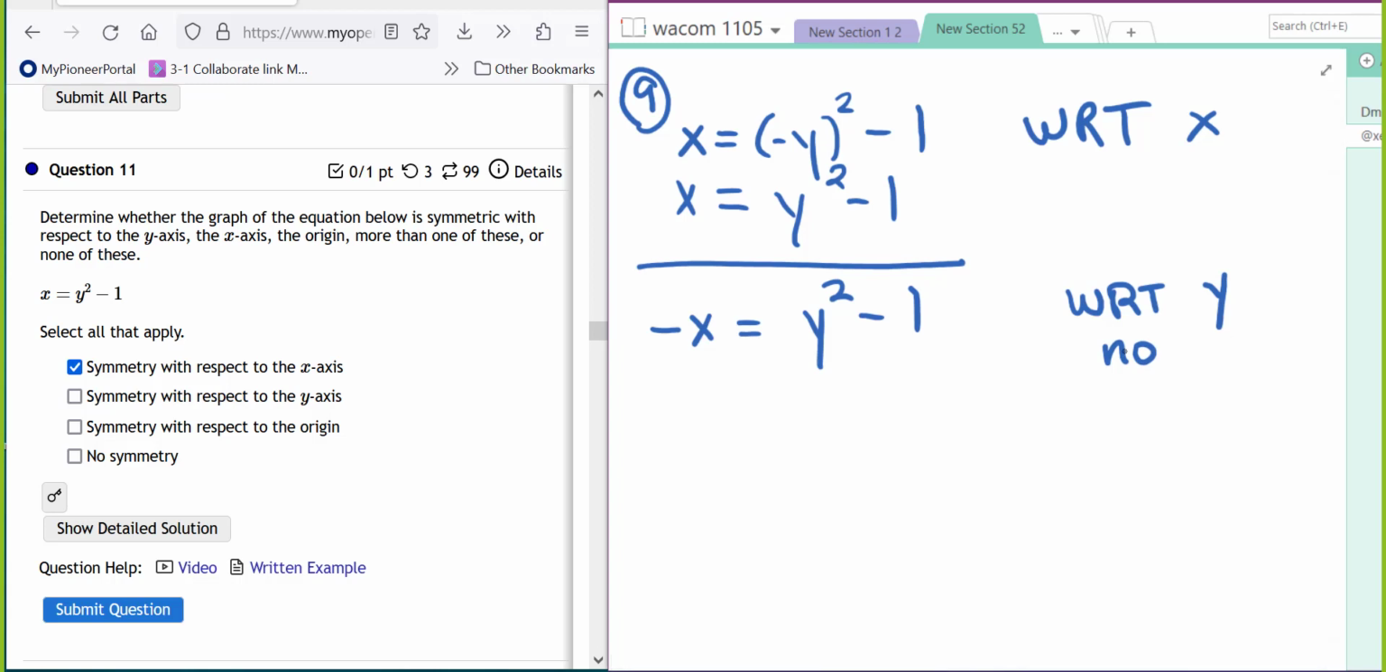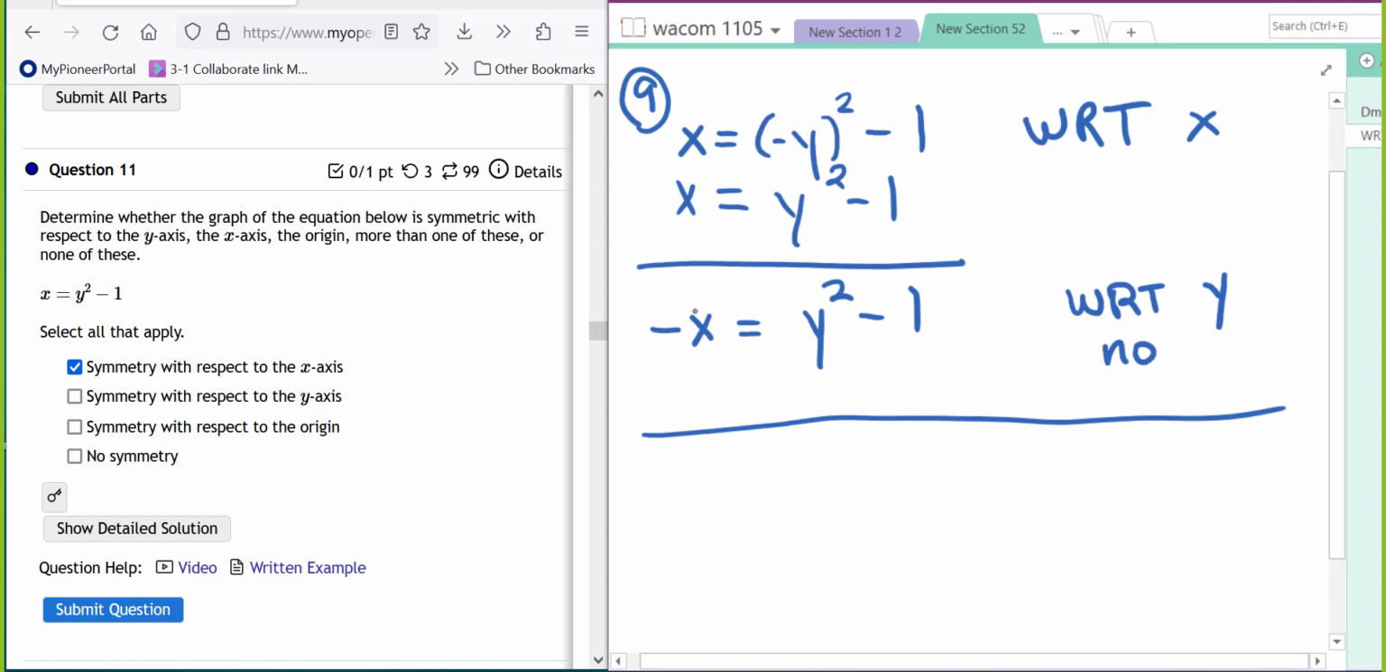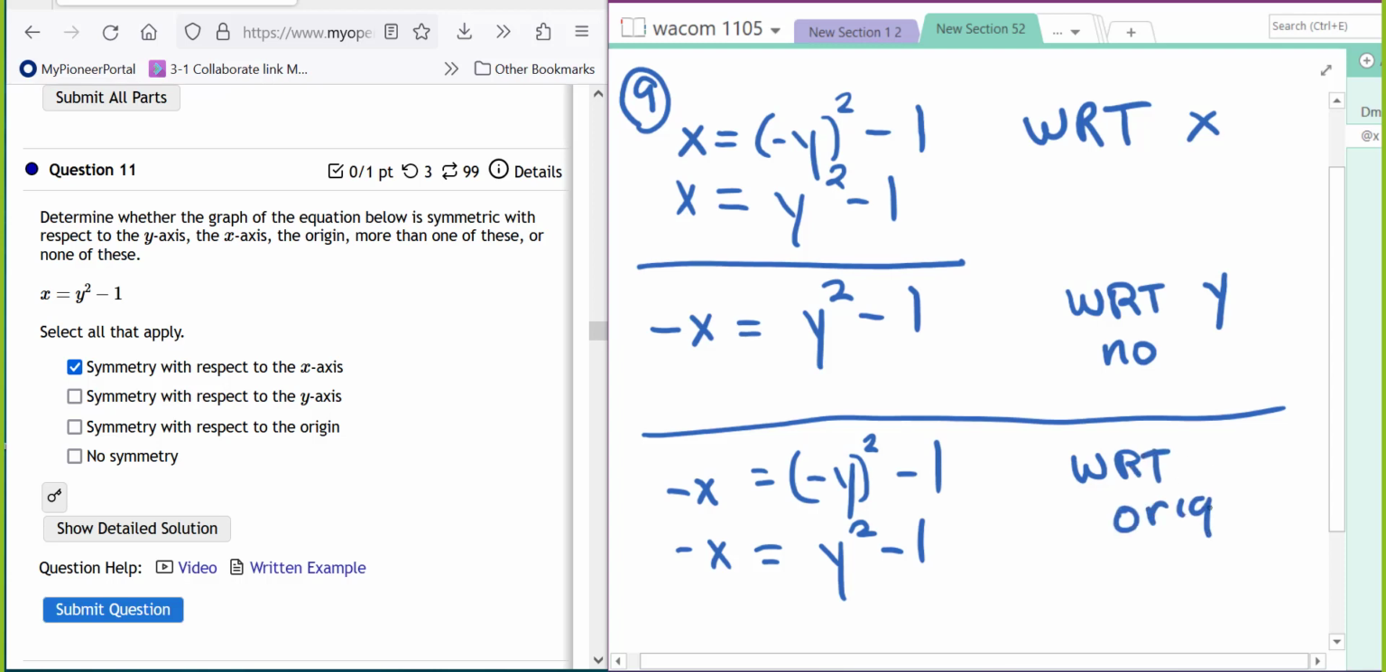For the origin, you have to plug into both. Negative x into x and negative y into y. And does it give you the original? It's not going to, because if this was squared, it would, because then it would get back positive. But if we put negative x and we put negative y, we get negative x and y squared minus 1, not the original. So this is with respect to the origin, and it is not. So we only have the first one.